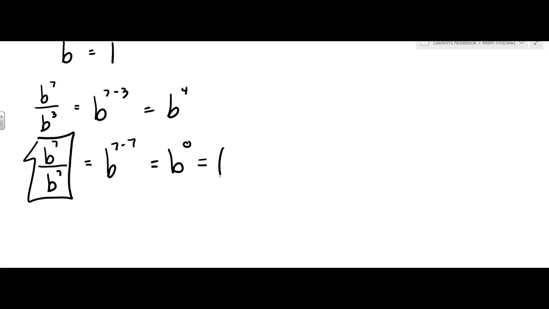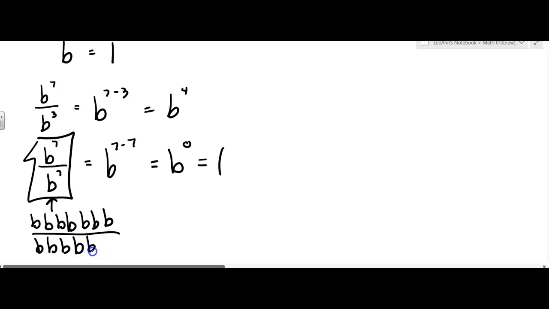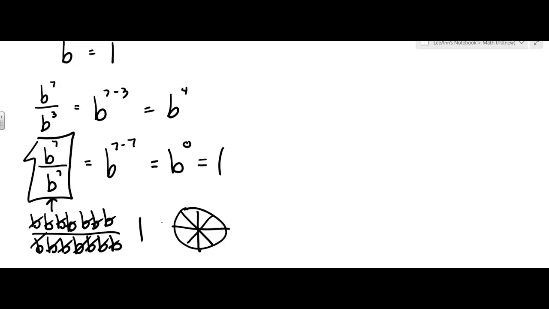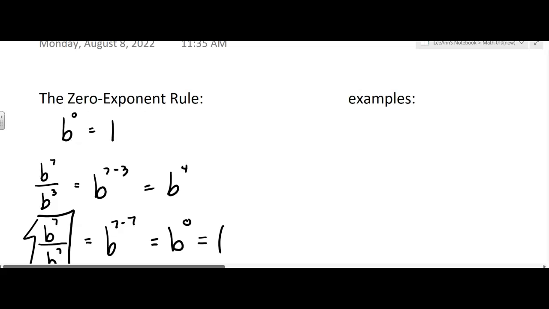Otherwise, our little math world would fall apart. So we know this equals 1. You could think about all those b's, I picked 7 again, over all of those b's. And this is canceling, this is canceling, but you don't get 0, you get a value of 1. Think about if you had a pie and it was cut in 8 pieces, and you ate all 8 pieces, you ate the whole pie, right? You ate 1 pie, you didn't eat 0. Okay, well, that's my explanation.